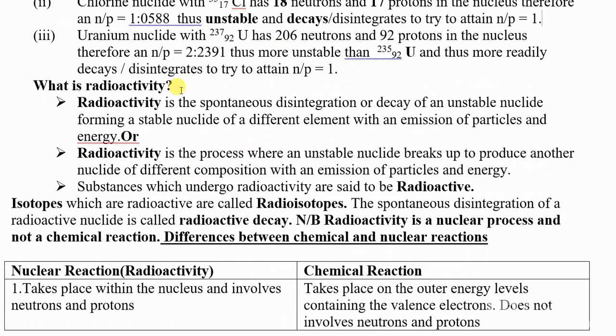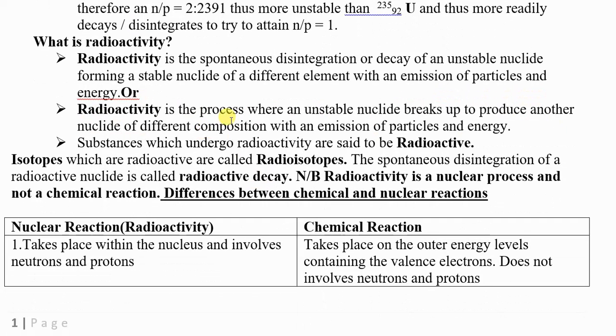Now, what is radioactivity then? Radioactivity is the spontaneous disintegration or decay of an unstable nuclide, forming a stable nuclide of a different element with an emission of particles and energy. You can also say that radioactivity is the process where an unstable nuclide breaks up to produce another nuclide of different composition with an emission of particles and energy.